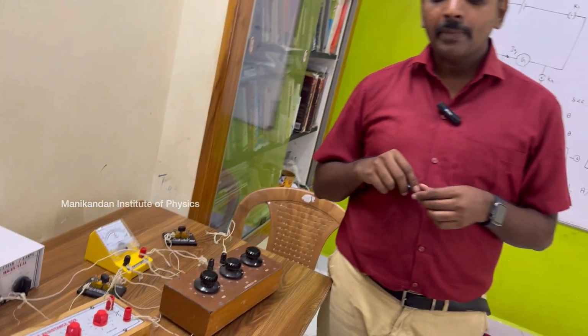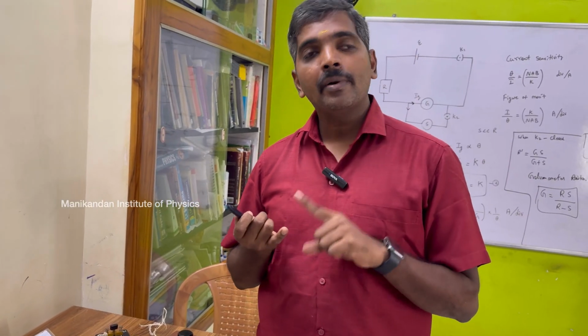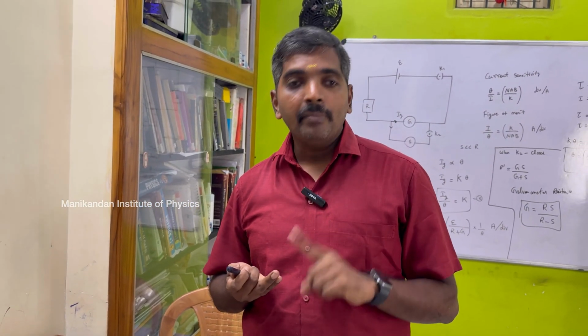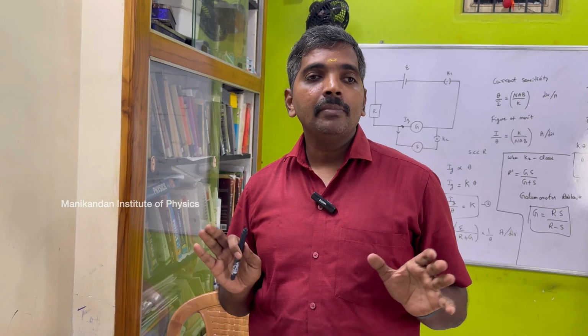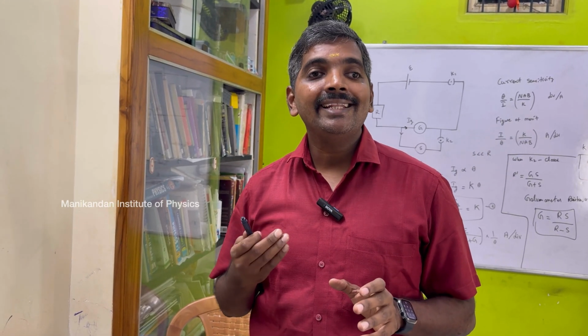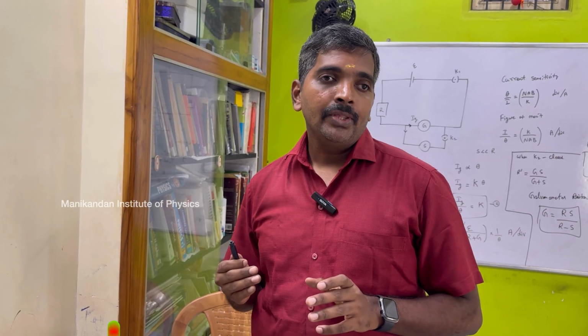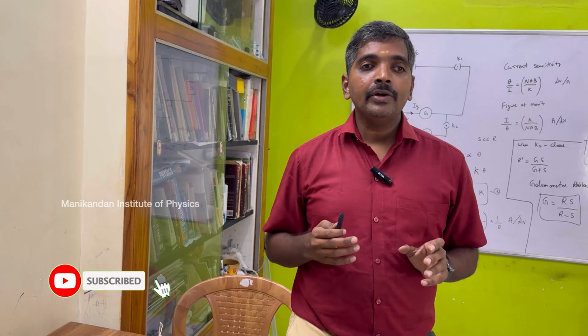So using the half deflection method, we can calculate the galvanometer resistance as well as the figure of merit. Figure of merit is nothing but the amount of current required to get one scale deflection of the galvanometer.